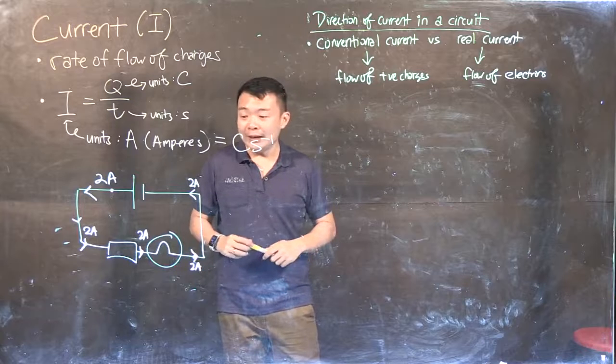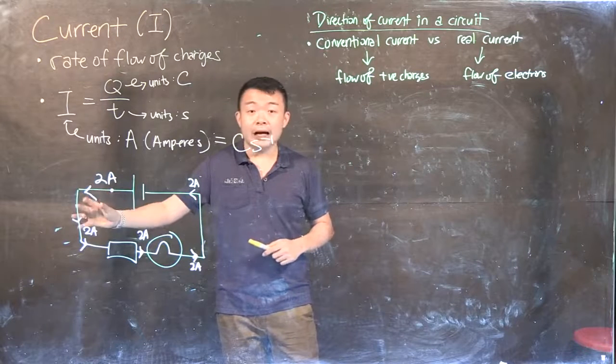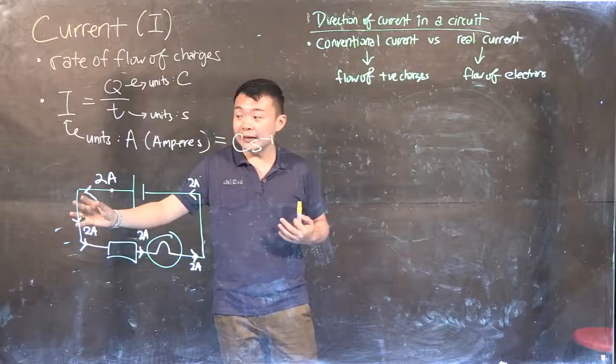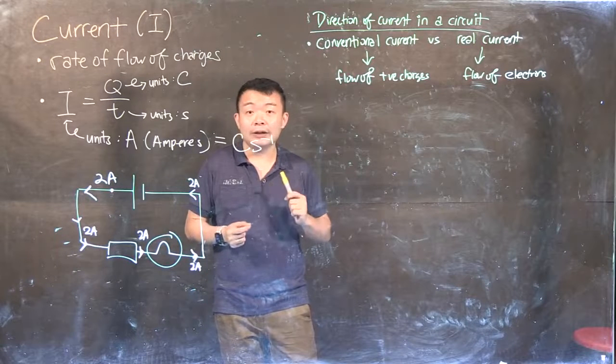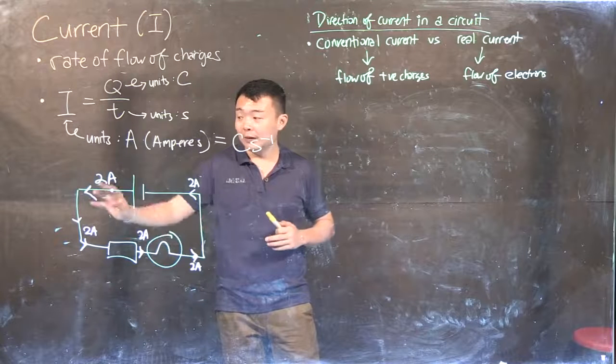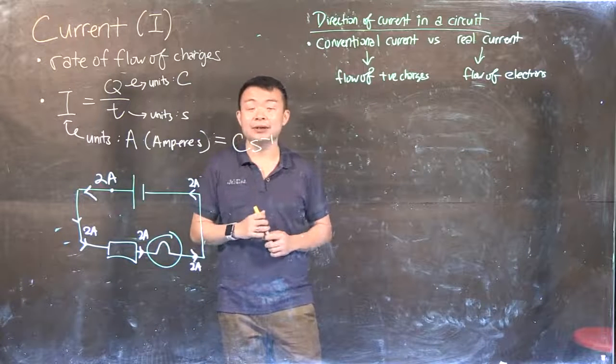So in all examples that you see, just take note that the direction of current is usually taken to be conventional current. And if you need to figure out the direction of how electrons are flowing, just swap the direction. And that's it for the story of current.